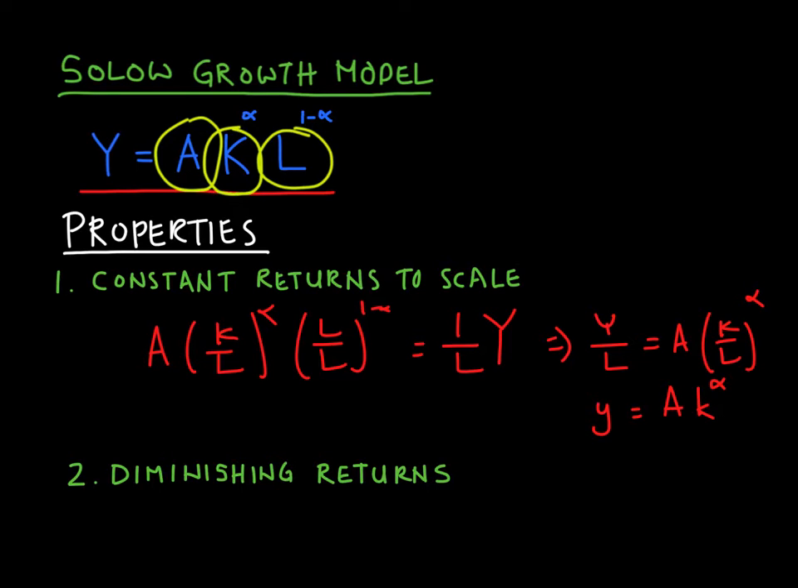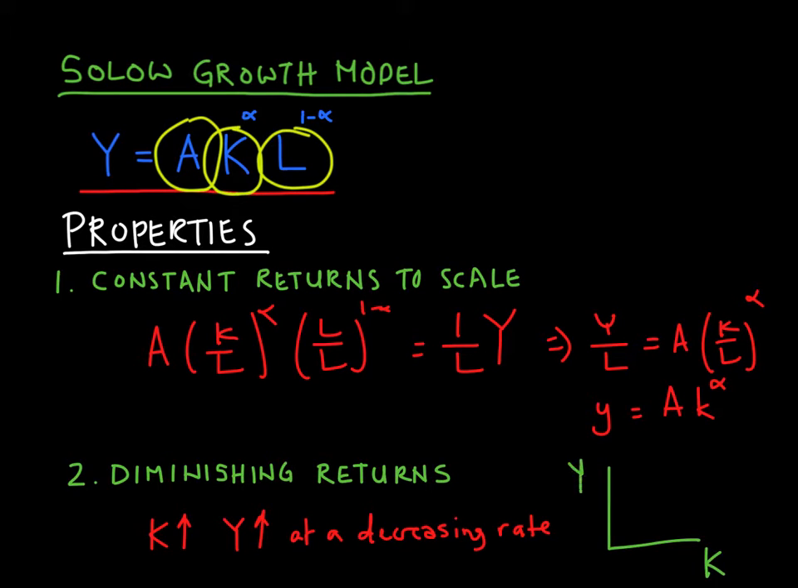We also have diminishing returns. And diminishing returns says that if you were to increase one factor, for example, if you were to increase K, then output will increase at a decreasing rate. So what that means is that if we have capital here and output here, as you add more and more capital, output is going to increase, but at a decreasing rate. So we get this shape that we have seen before in production functions.